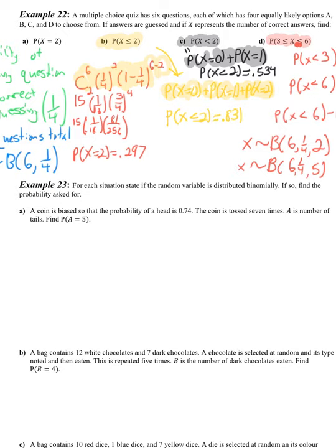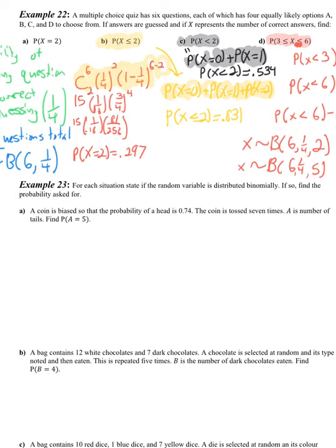All right, so part A says a coin is biased so that the probability of a head is 0.74. The coin is tossed 7 times. A is the number of tails. Find the probability that A equals 5. So again, this is indeed binomial because you have 2 outcomes, the heads and tails, and they're independent of each other.